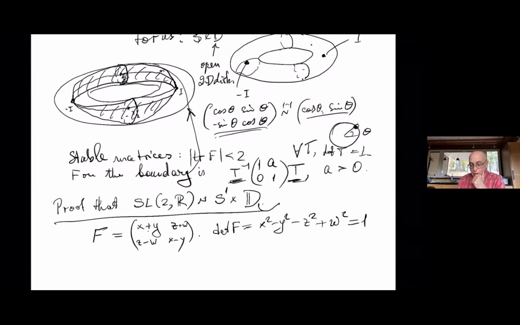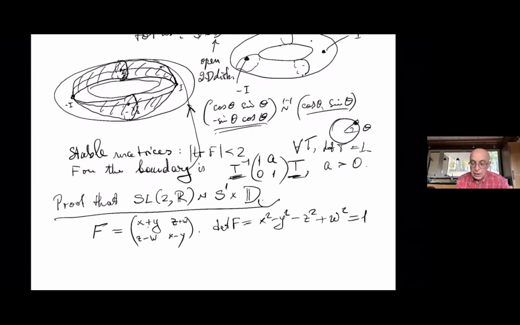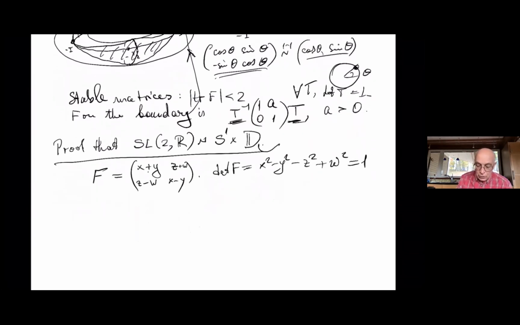I apologize. You know what? I mean, one can do it like this, but let me redo it. So let's write a polar decomposition of F. In other words, write F as a symmetric and positive definite matrix times the rotation matrix.